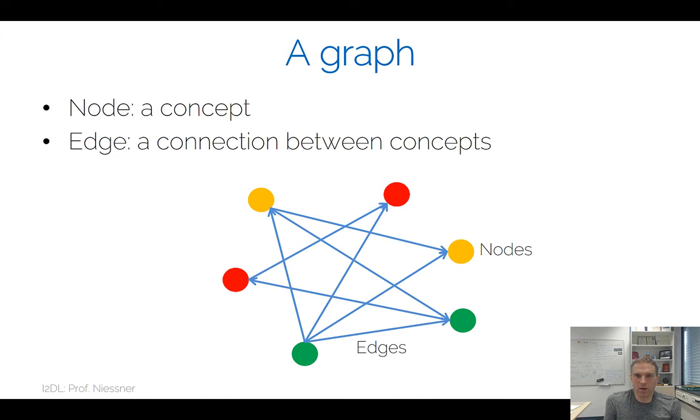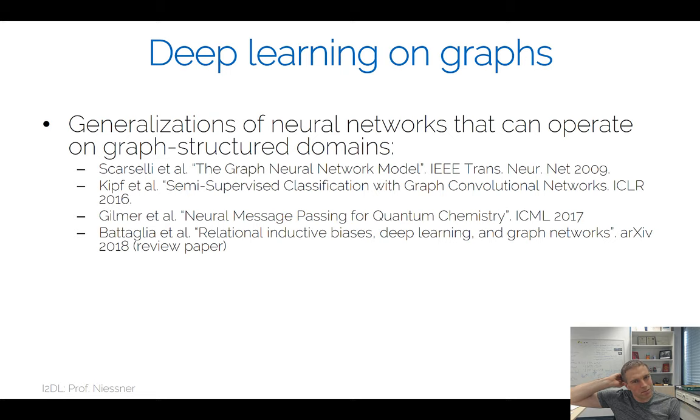Deep learning on graphs is actually not that new, or at least relatively speaking. Even in 2009 or so, people were proposing very concrete neural models for graphs. The concept, however, is pretty similar to what we have seen before. It's basically a generalization of neural networks that can now operate on these graph structures, and graph structures are always defined by nodes and edges.